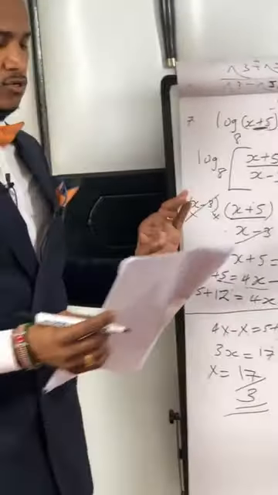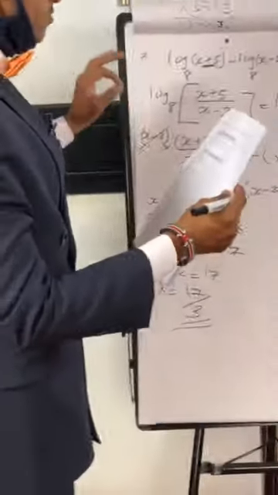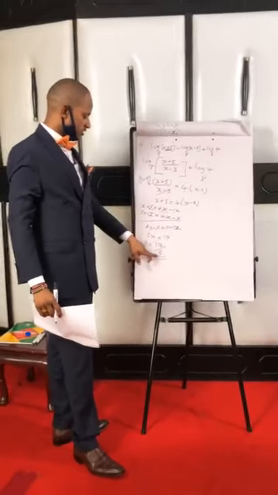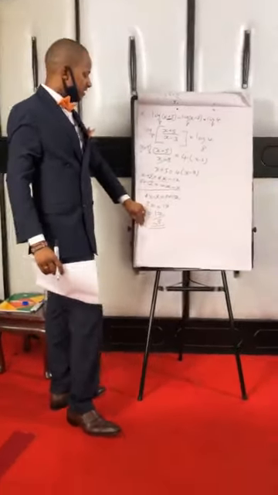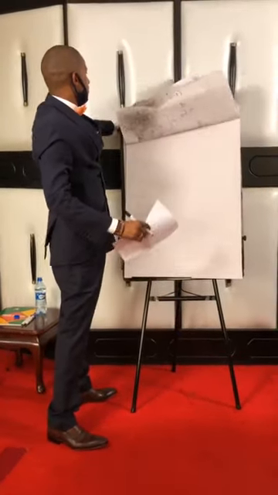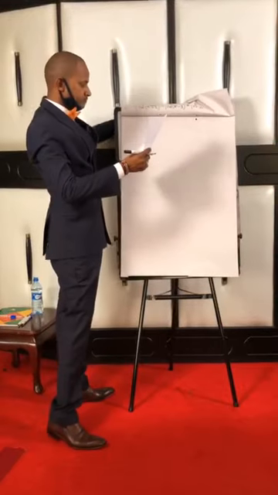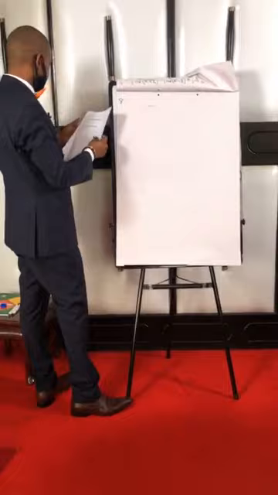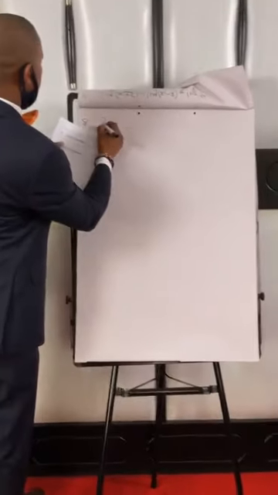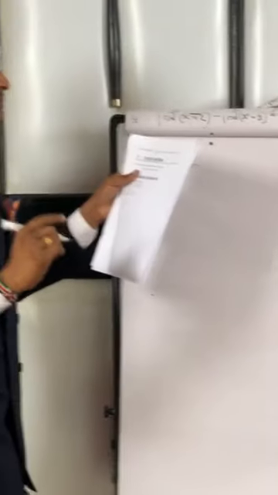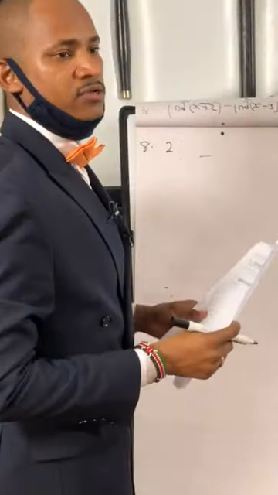We finished it because they wanted us to solve it without using a calculator. So they want the value of x from this equation, which is 17 over 3. We go to the next question. And the next question, number 8, you are told to evaluate without using mathematical tables or calculators.